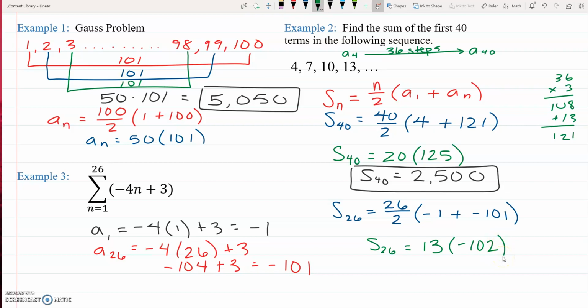And I need help from one of your amazing calculators. -1,326. So what I've just done is I said, okay, from the first term to the 26th term, I didn't figure them all out. I just figured out the first and the last because that's all the formula needed. If I added up all of those numbers, it would give me -1,326. And that is it for these notes.